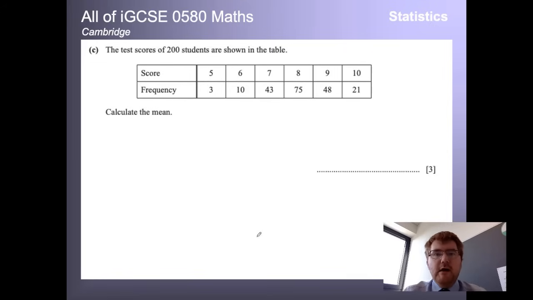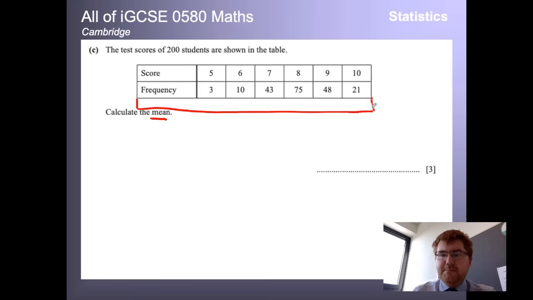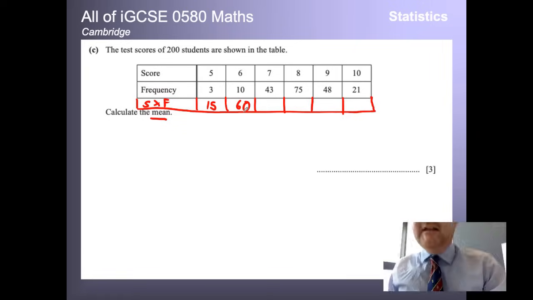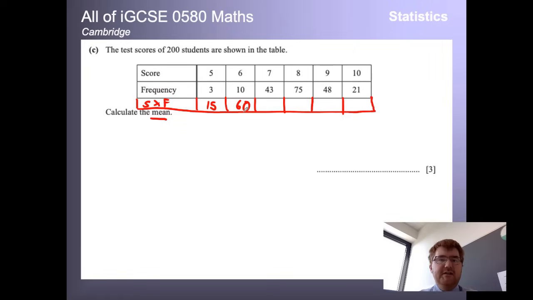Now this is a very typical paper 4 question, lots of different skills within this statistics question, and this is no different. So now, the test scores of 200 students are shown in a table, and we need to calculate the mean. The way that we do this is create an extra row at the bottom, and this row is going to be score times frequency. So we take the two numbers that we have here and multiply them together. So 5 times 3 is equal to 15, 6 times 10 is equal to 60, and so on. And let's use the calculator now. I don't think I have a calculator here by my side to actually work out the other numbers.